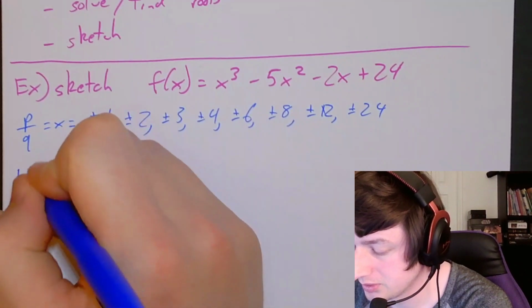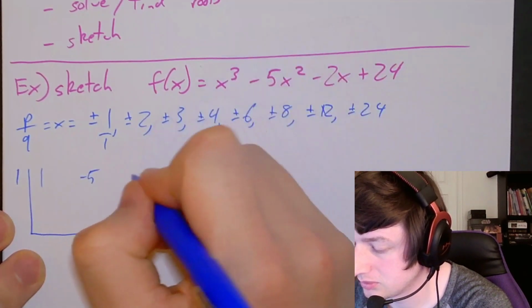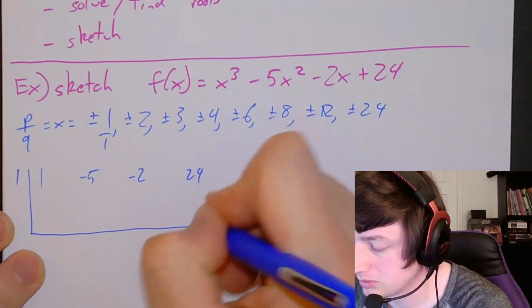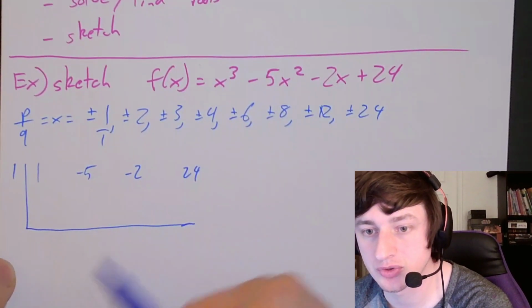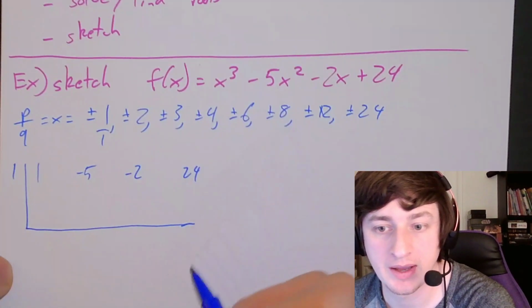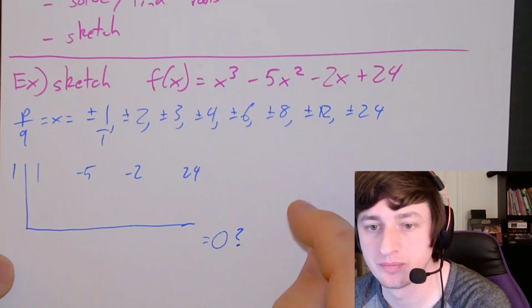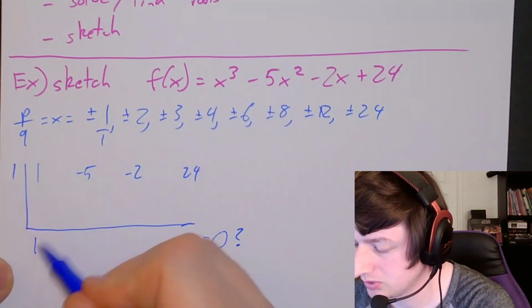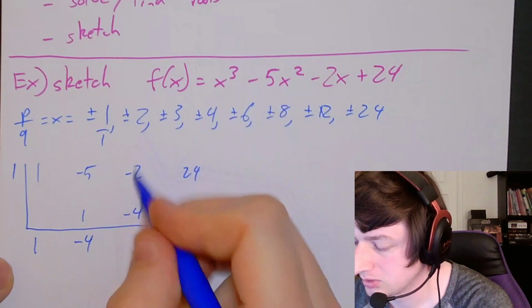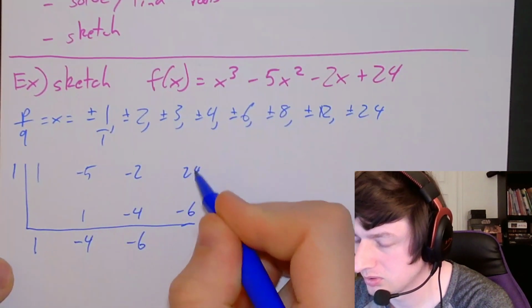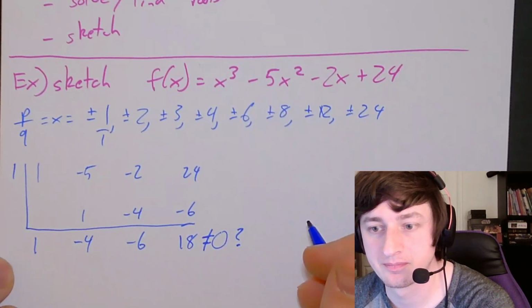So 1, 2, 1, minus 5, minus 2, 24. So we're going to add down, multiply, add down, multiply, add down, multiply, add down. And we want to get 0. That's our goal. So 1 times 1 makes a 1. Add down, we get minus 4 times 1, negative 6. 18 does not equal 0. So it's not 1.